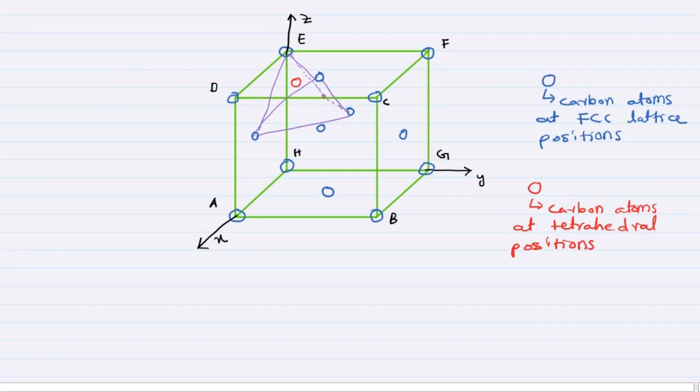We have similar tetrahedral sites near each corner, and as we have 8 corners, we have 8 tetrahedral sites in the FCC unit cell. But not all of them are filled with carbon atoms. Only 4 out of these 8 tetrahedral sites are filled, and they are alternate to each other. If A is filled, we leave B, then C will be filled, we leave D, then E will be filled, then leave F and then G will be filled, and then leave H empty. So we have only 4 tetrahedral sites filled out of 8.